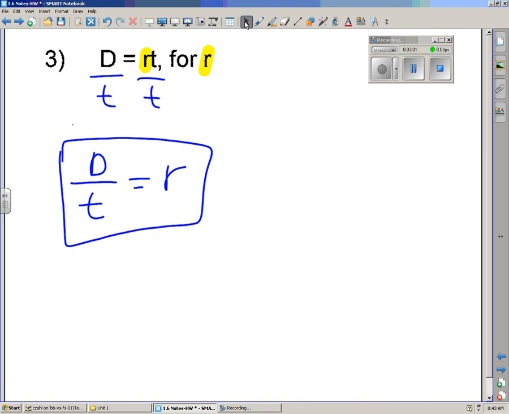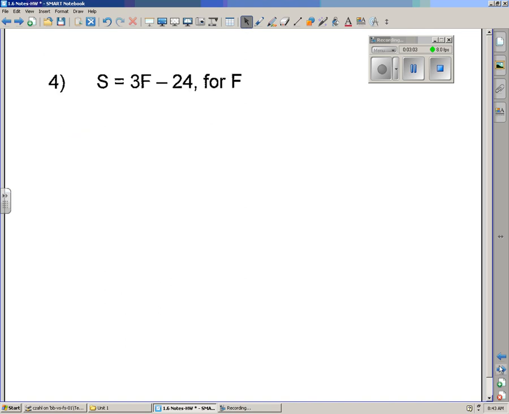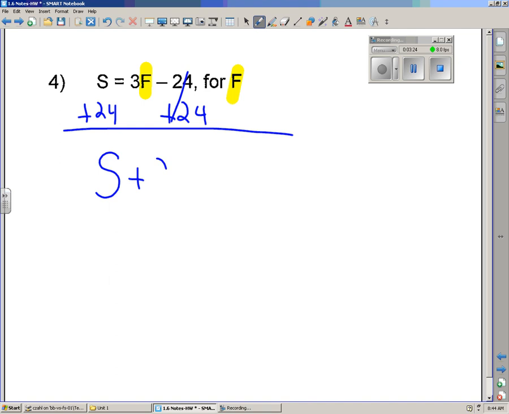It can get a little bit more complicated, but not too much. This one, s equals 3f minus 24. We want to get f all alone. F is being multiplied by 3 and subtracted by 24. You need to undo the subtraction part first. So you're going to add 24 to both sides. In this case, you get s plus 24 equals 3 times f.